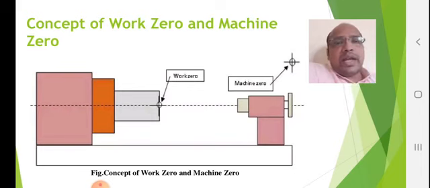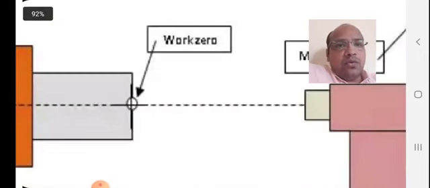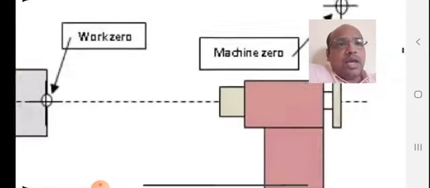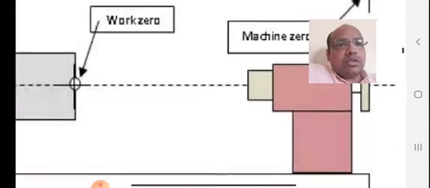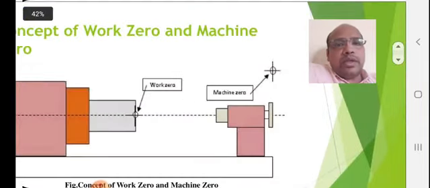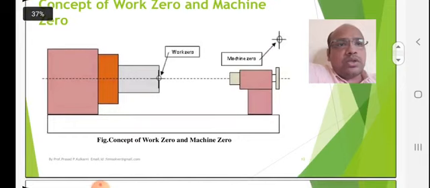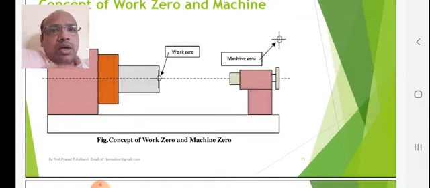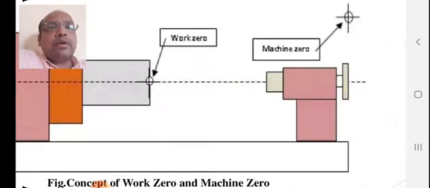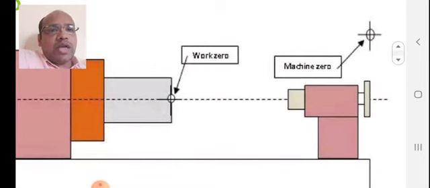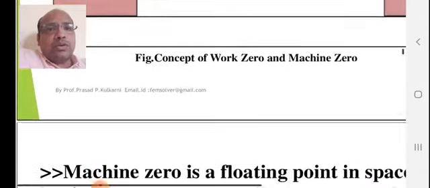So this is a diagram of a lathe machine. Here you can see work 0 and machine 0 shown. Now let us understand what work 0 and machine 0 are. I have shown this diagram zoomed in to understand the location of work 0 and the location of machine 0.